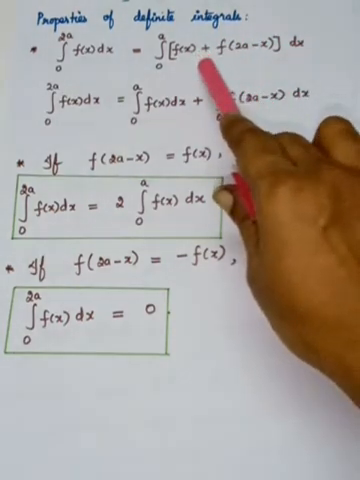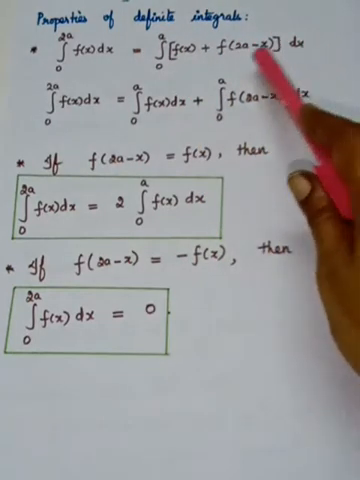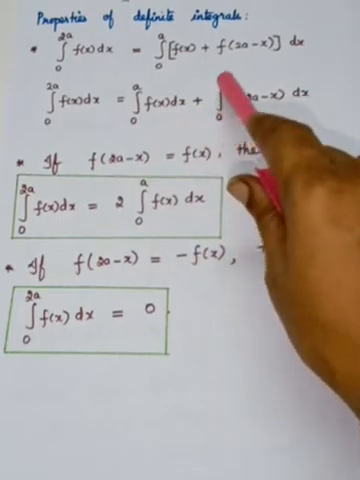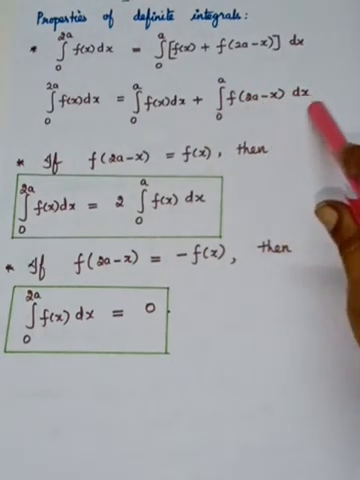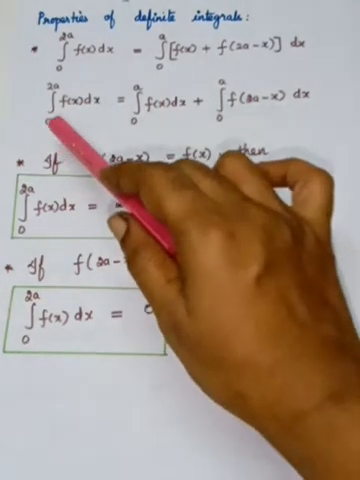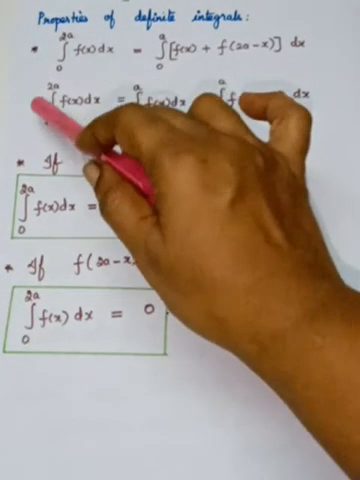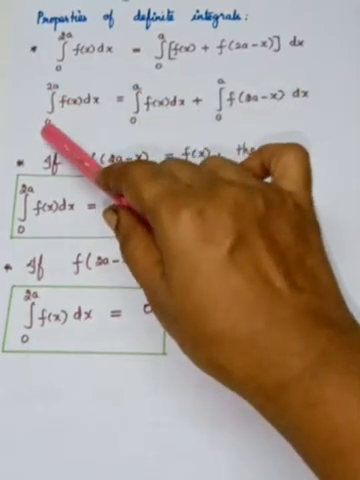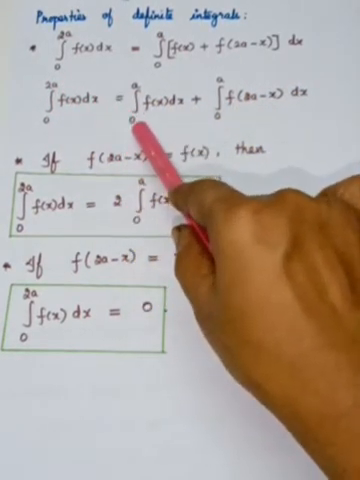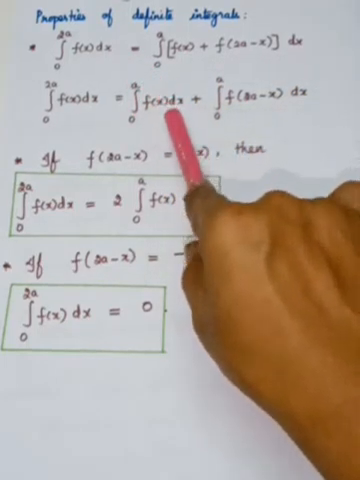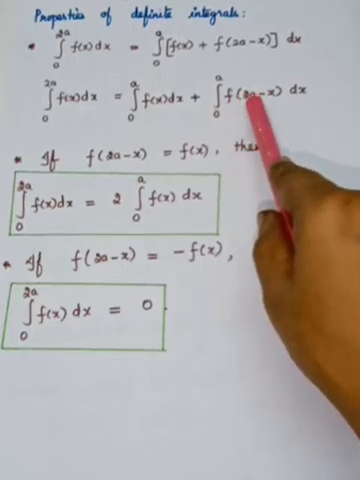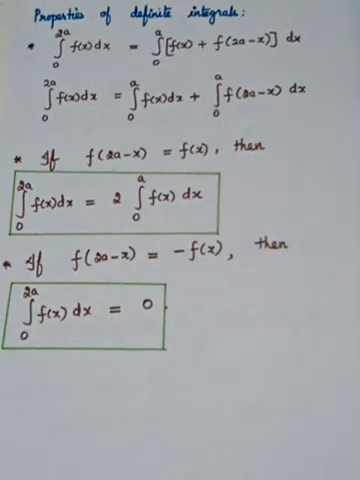So here in between you are having a plus, you can separately write: integral 0 to a f of x dx plus integral 0 to a f of 2a minus x dx. You can remember the second one. So integral 0 to 2a, definite integral means the limits are important. So 0 to 2a f of x dx can be written as 0 to a f of x dx plus 0 to a f of 2a minus x dx.